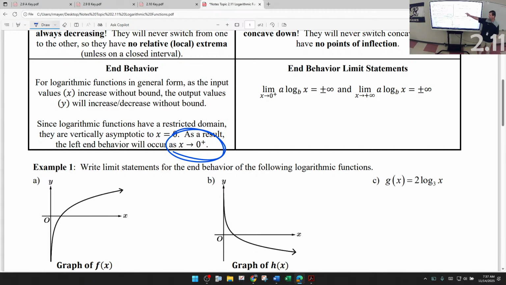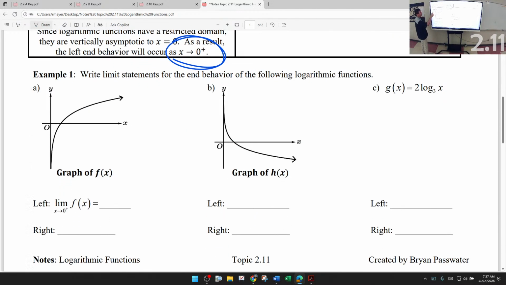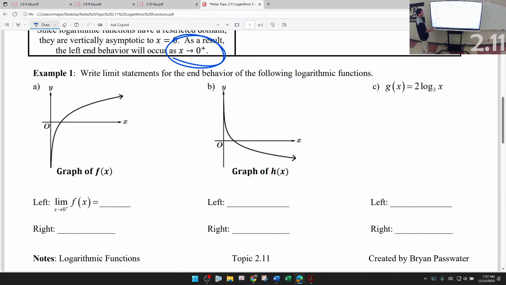If this one's positive infinity, this one's negative infinity. If this one's negative infinity, this one's positive infinity. They're opposites. Okay, all that being said, hopefully you soak that up. Write the limit statements for the end behaviors of the following logarithmic functions.